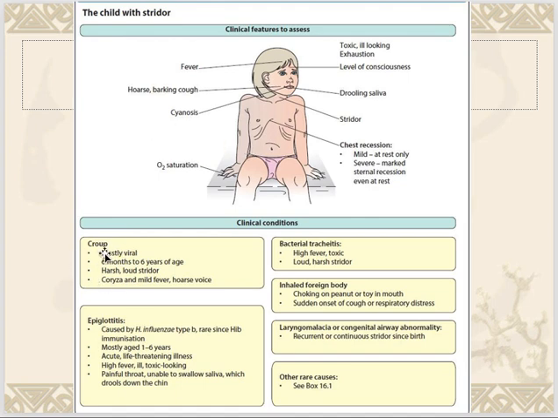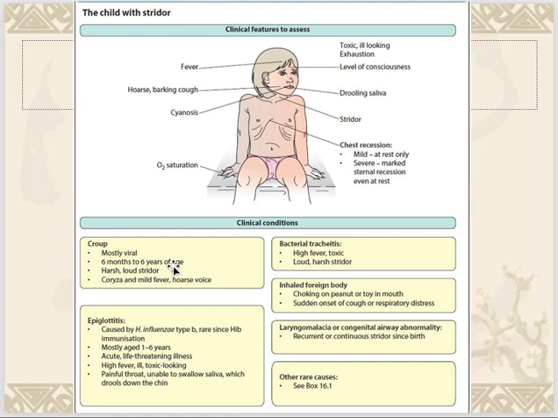Now croup is also called laryngotracheobronchitis, the inflammation of the larynx, the trachea, and the bronchi. Now this croup is common in children less than 6 years of age. By the way, here it is written 6 months to 6 years of age. But most commonly you will find children around 3 years of age or less than that.